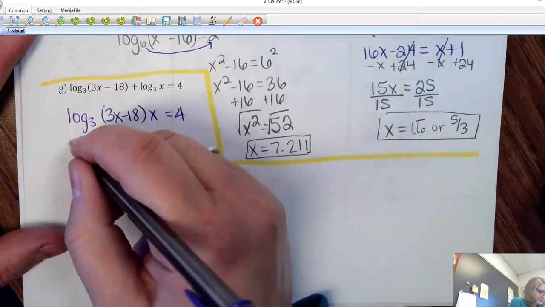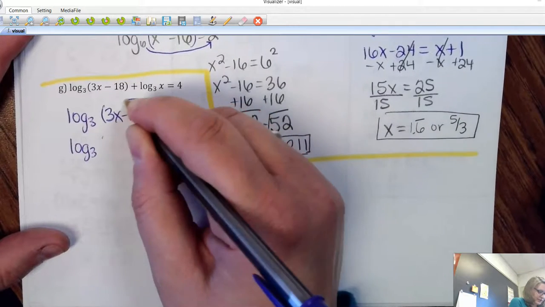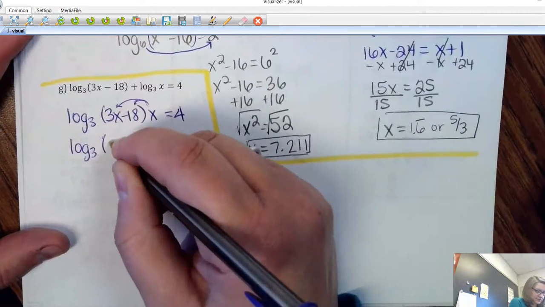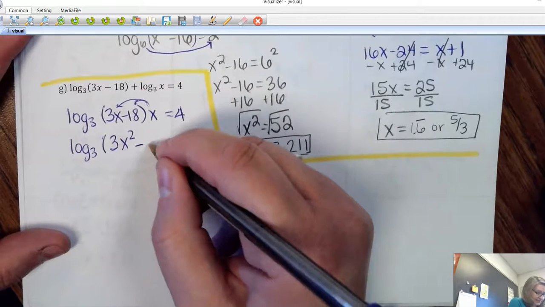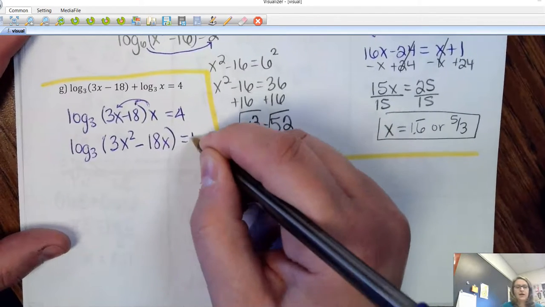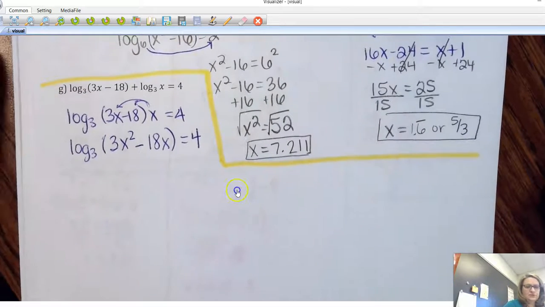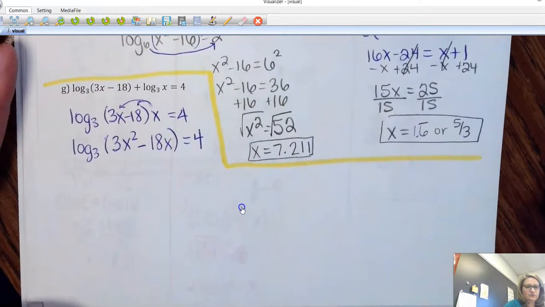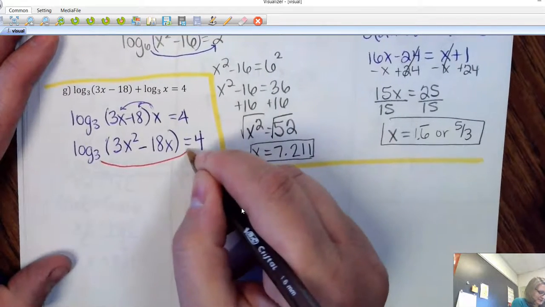So I've got log base 3. This would just be a little distributive property here, so we're going to have 3x squared minus 18x, that's going to be equal to 4. And then what I would do there is get rid of the logarithm. Let me scooch this up a little bit, see if I got some more room. Nope, I really don't. We're going to get rid of this log by changing this to an exponential.